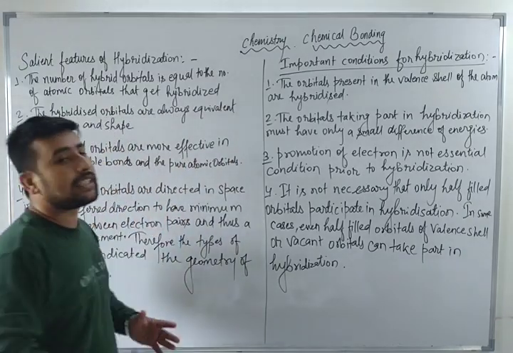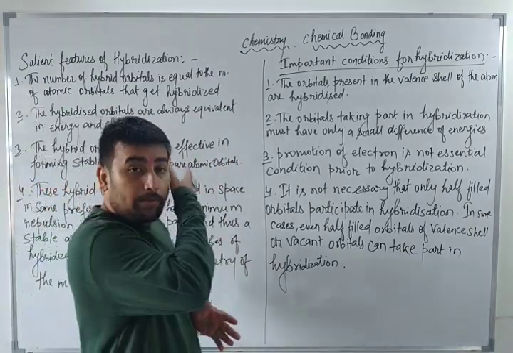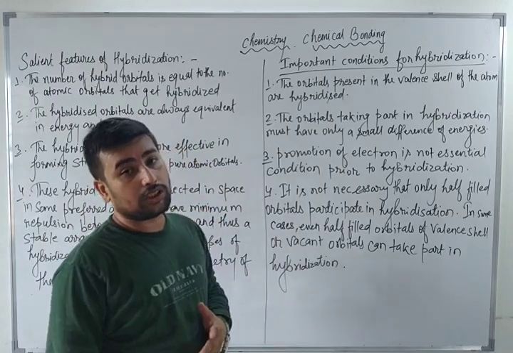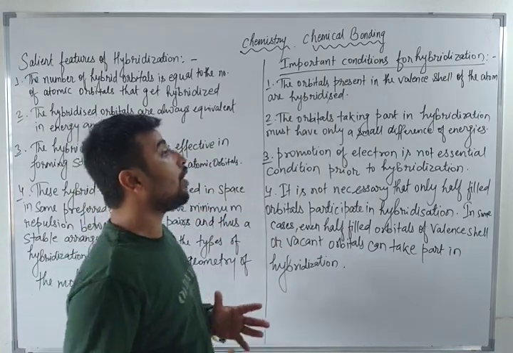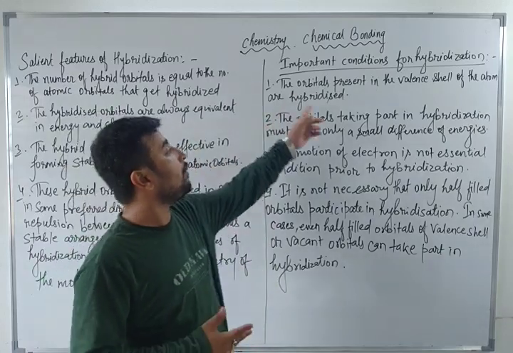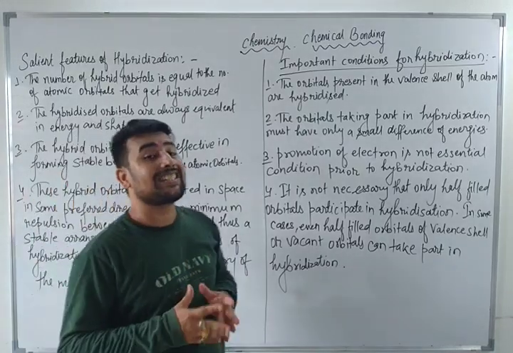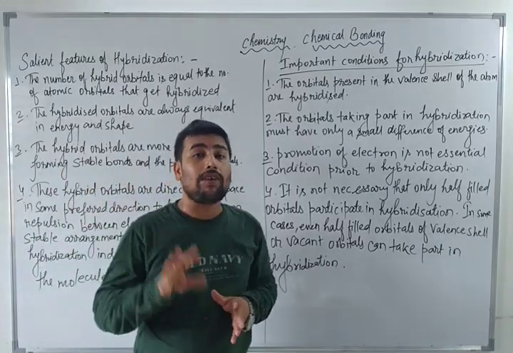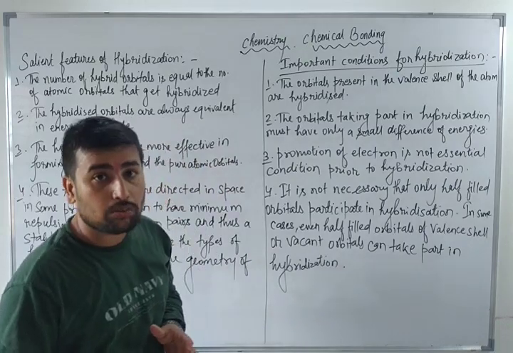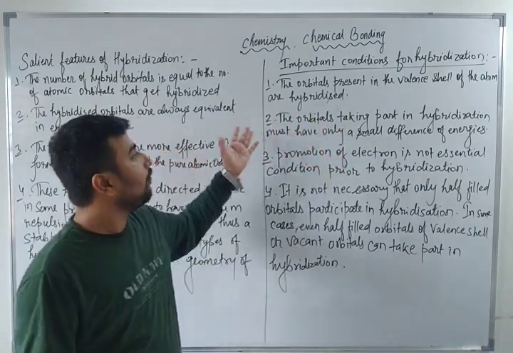So these were the salient features of hybridization. Now let's discuss the important conditions for hybridization. What are the conditions when the hybrid orbitals will form, when the hybridization process will occur? The orbitals present in the valence shell of the atoms are hybridized. Which electrons will hybridize? The valence shell electrons, present in the last shell of the atoms, will hybridize.